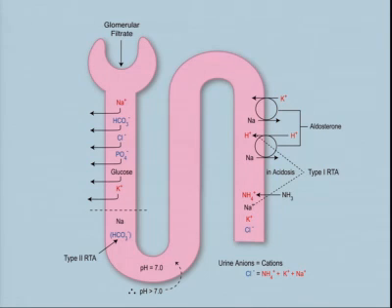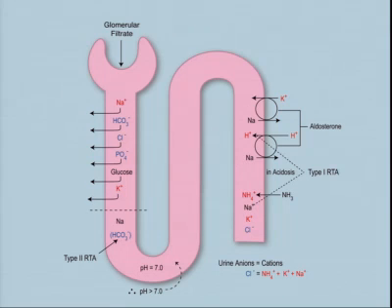You can't, because if you reabsorb everything here, your pH is 7. So the only way you're going to go from 7 to 5 is by excretion of acid on the distal tubule. So you've ruled out type 1.